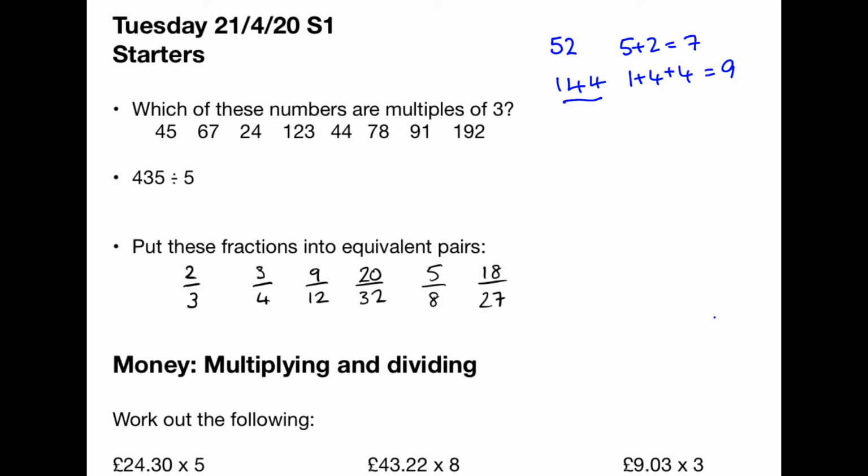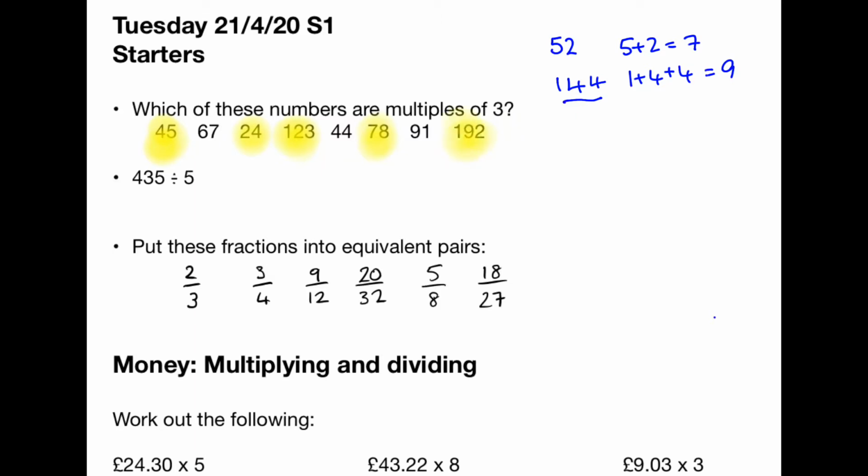So, quickly, 4 add 5 is 9, which is a multiple of 3, so 45 is. 6 add 7 is 13, not a multiple of 3. 2 add 4 is 6, which is a multiple of 3. 1 add 2 add 3 is also 6, which is a multiple of 3. 4 add 4 is 8, not a multiple of 3. 7 add 8 is 15, which is a multiple of 3. 9 add 1 is 10, not a multiple of 3. And 1 add 9 add 2 is 12, which is a multiple of 3.